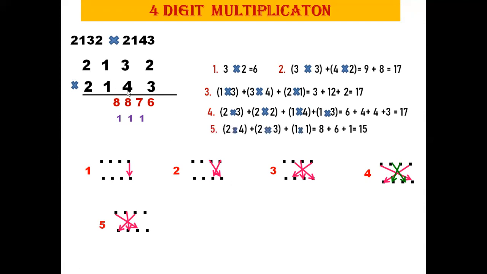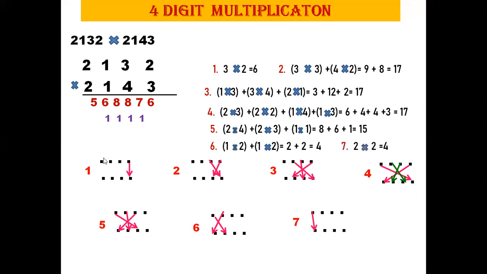Next step is we multiply crosswise as well as vertically. So 2 times 4 plus 2 into 3 crosswise and then vertically as well, 1 into 1, which gives us 15. So 15, we add this carry over. 15 plus 1 is 16. We write only 6 and 1 is carried over. Next step is we multiply crosswise. 2 times 1 plus 1 into 2, which gives us 4. So 4 plus we add this one. 4 plus 1 is 5.